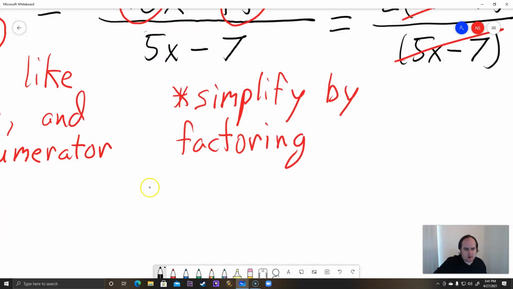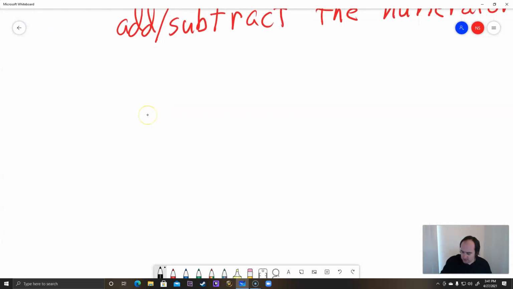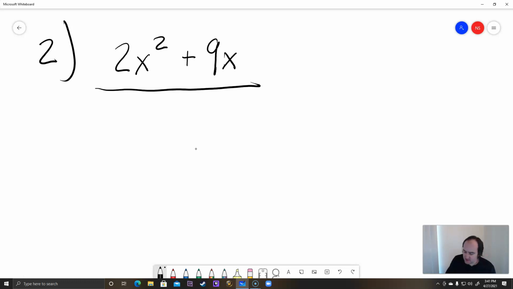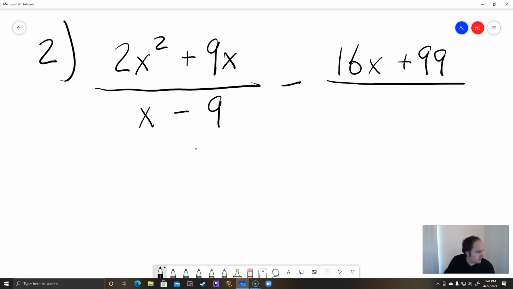Okay, so let's go on to some harder ones. So let's take a look at example number 2. For example number 2, we have 2x squared plus 9x all over x minus 9, minus 16x plus 99 all over x minus 9.